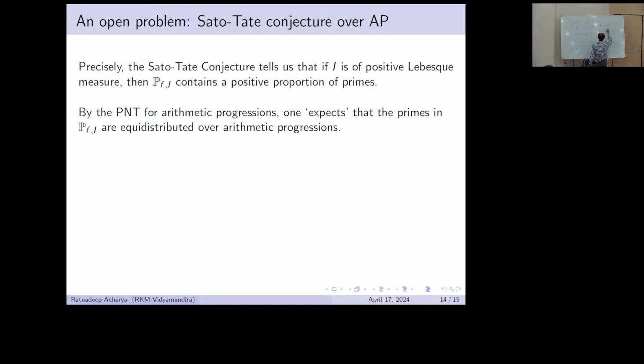Now consider all primes up to X. So the number of primes up to X, that is pi(X). As X goes to infinity, the ratio tends to some positive constant depending on I. From this you can relate to the fact that these PFIs are of positive proportion.